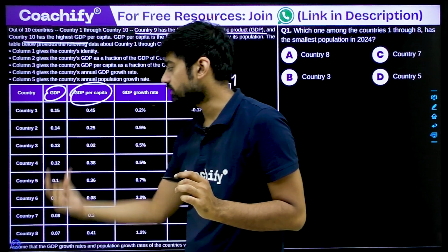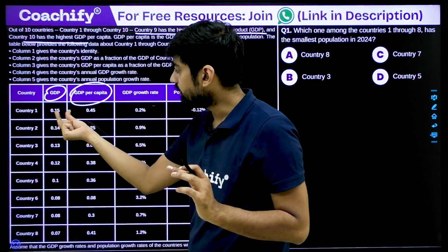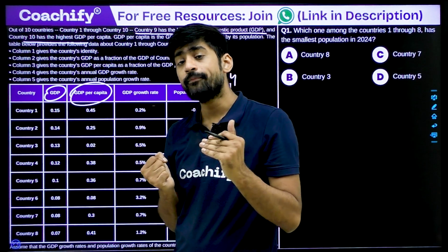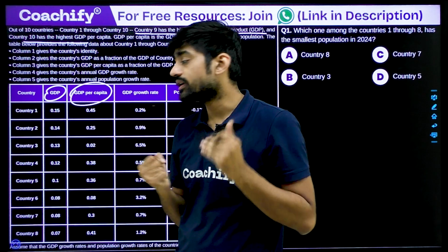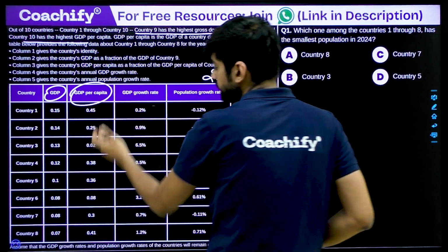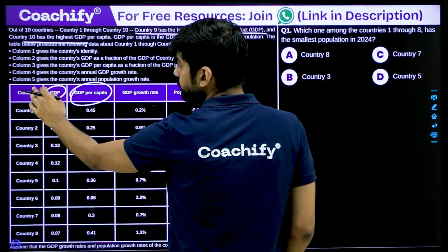So as a fraction, these values are calculated. Let's say if you're trying to find out GDP value for country 1, how are you calculating? So GDP value of country 1 divided by GDP value of country 9. So this is how these figures are represented. And GDP per capita is with respect to country 10's data. Okay. Now some additional information is also there.